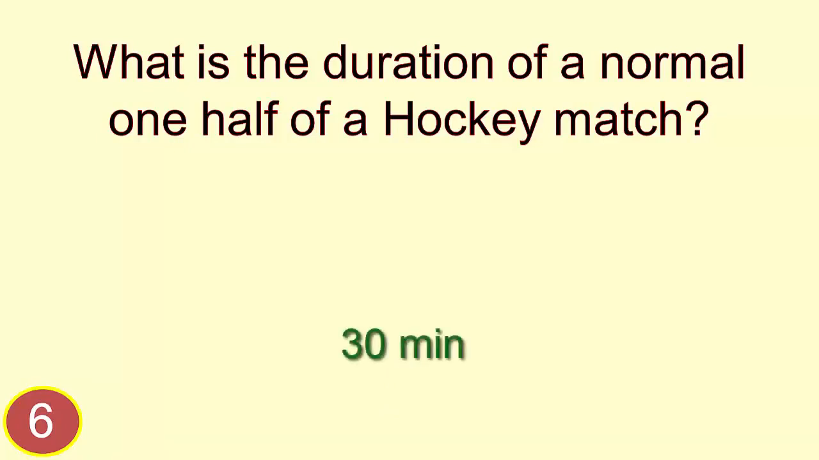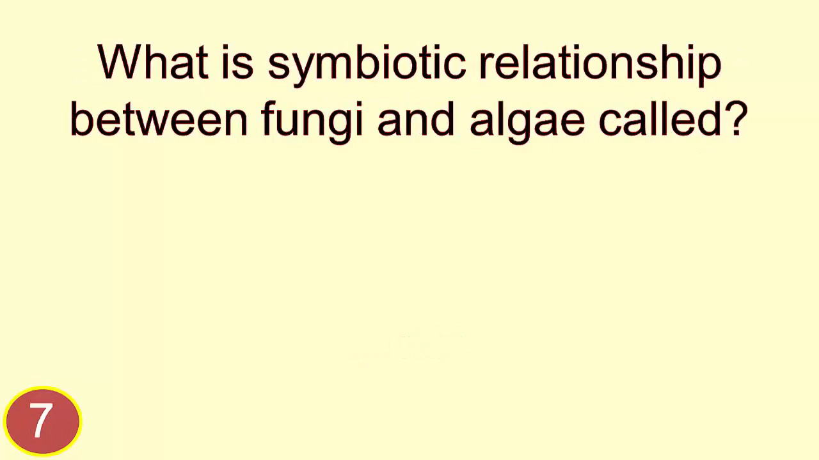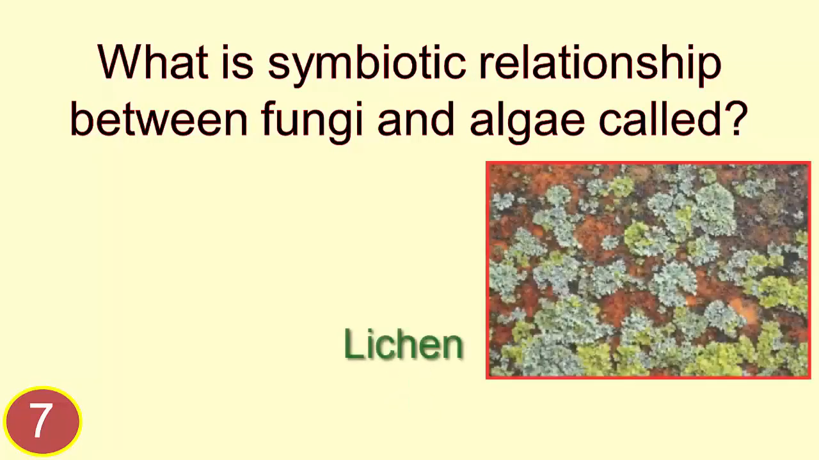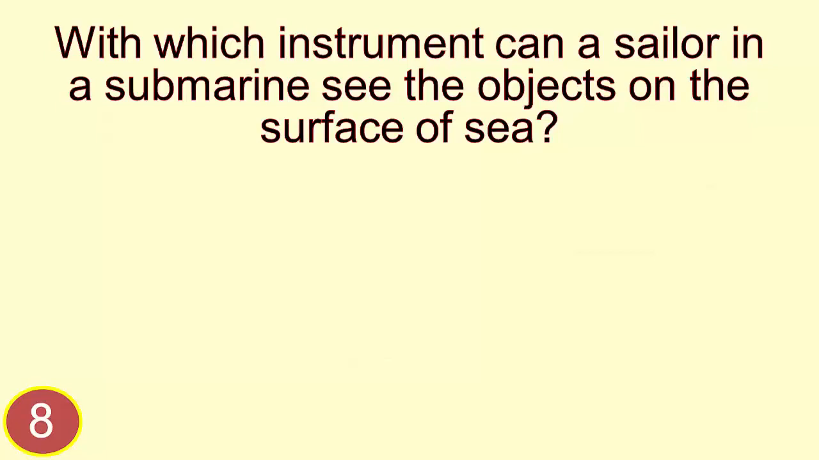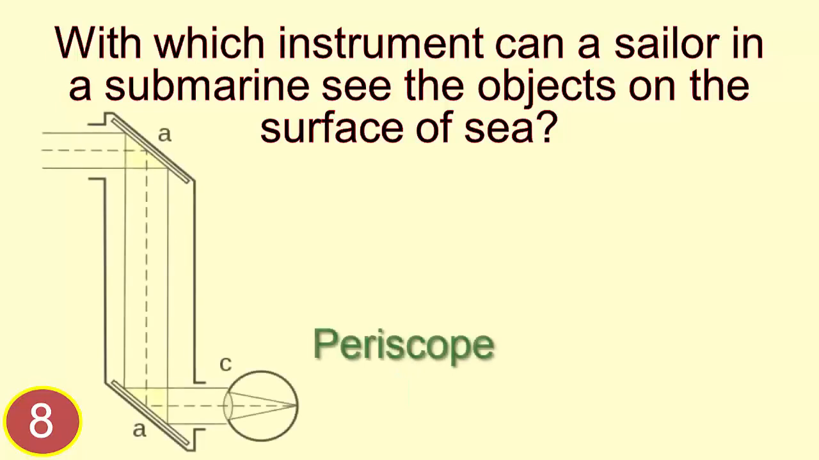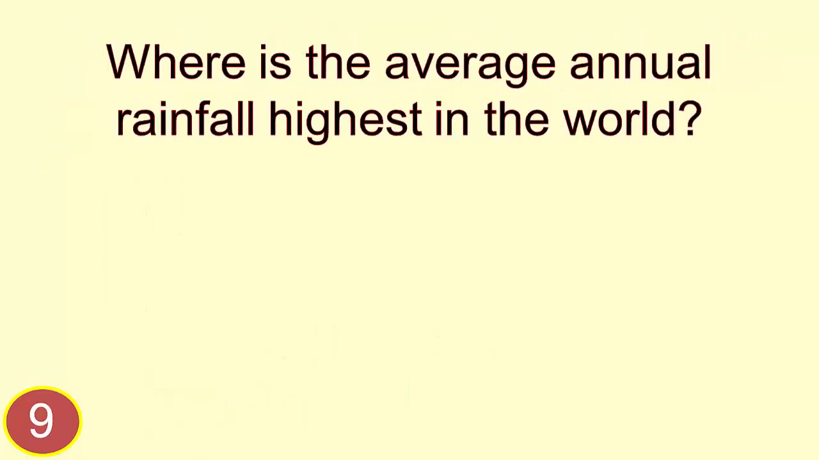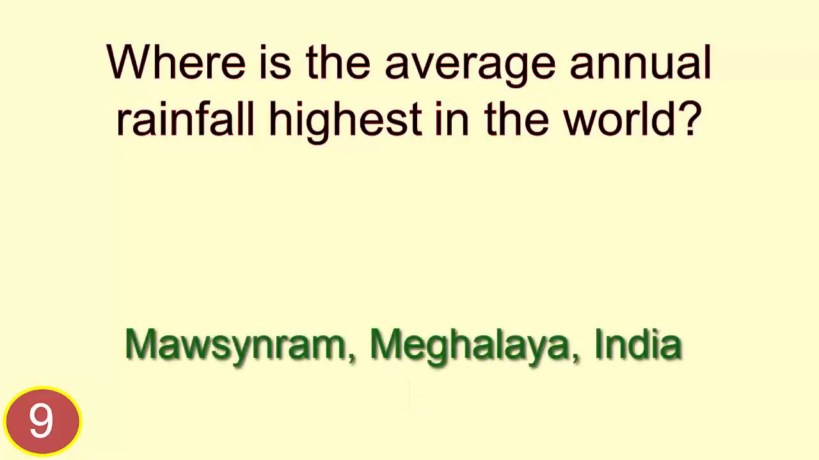Answer is 30 minutes. What is the symbiotic relationship between fungi and algae called? Answer is lichen. With which instrument can a sailor in a submarine see the objects on the surface of sea? Answer is periscope. Where is the average annual rainfall highest in the world? Answer is Mawsynram, Meghalaya, India.